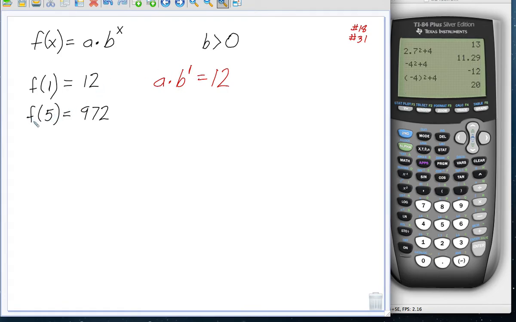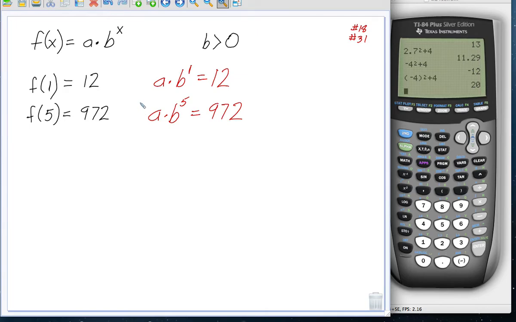Okay, so we look at the other piece of information that we've got. When X is 5, the answer should be 972. All right, well, X is 5, plugged into here, says that A times B to the 5th is equal to 972. Now we have two equations that have two unknowns in them. I don't know A or B, but I have two equations, so I should be able to combine these somehow in order to solve them.